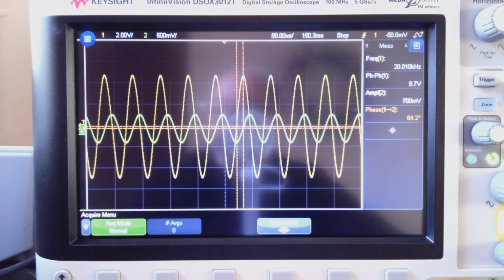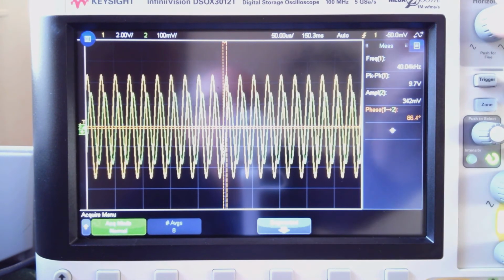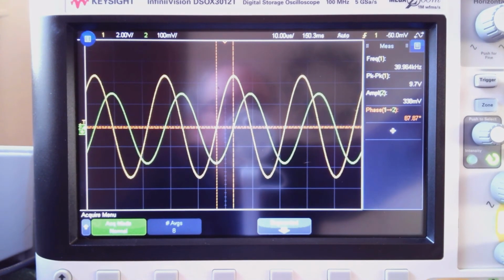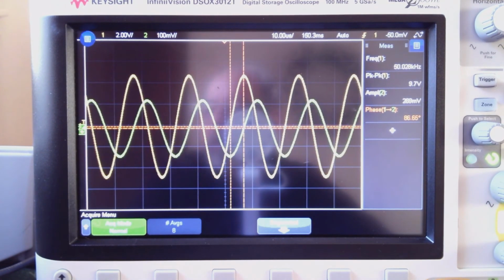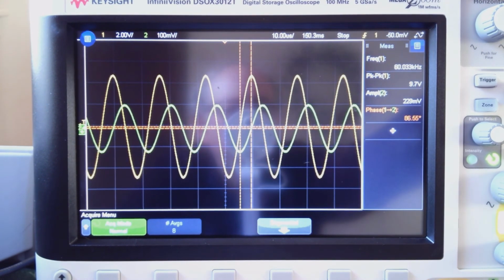We'll go to 40 kilohertz. At 40 kilohertz, let's turn up the gain here, and the time base also. 9.7 volts going in, 334 millivolts coming out, and 87.3 degrees for the phase angle. We'll go up to 60 kilohertz. At 60 kilohertz, 9.7 volts going in, 229 millivolts coming out, and 86.55 degrees for the phase angle. And again, at this point, the phase angle is probably very suspect.